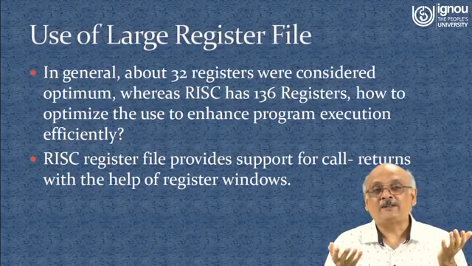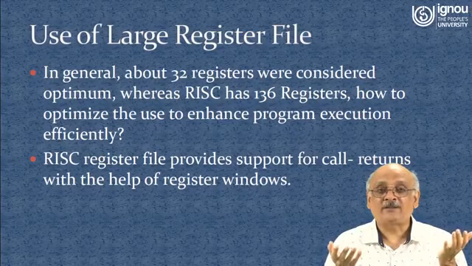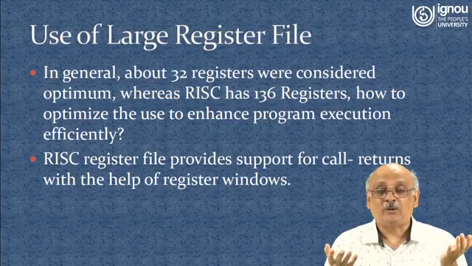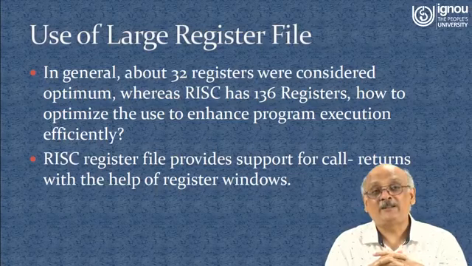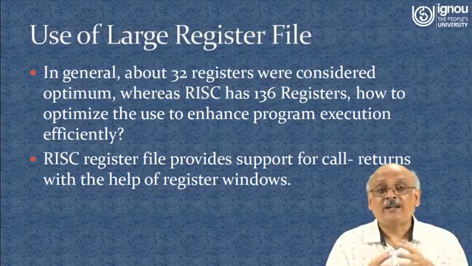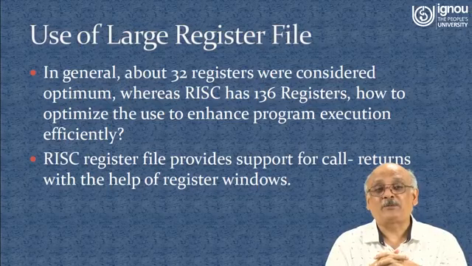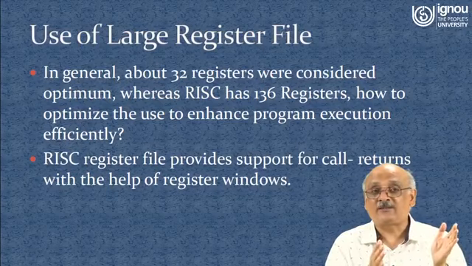So the idea was how to optimize the use of 136 registers. Okay, just 32 is sufficient and 136 are available. What are we going to do with them? There's no point having that many registers, but we have the space, right? So the RISC register file provides... so this became a RISC register file.